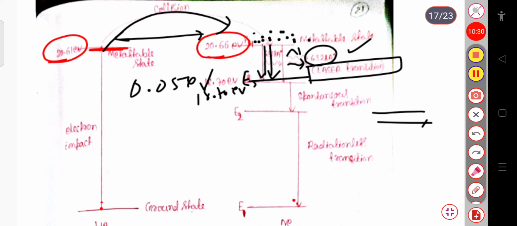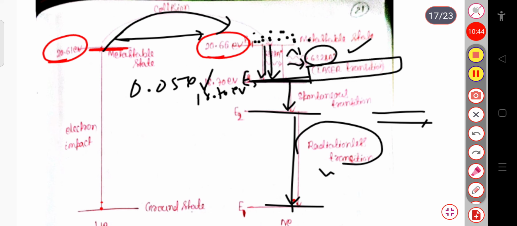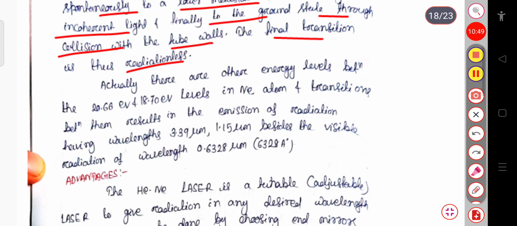And also from this E3 state the spontaneous emission will occur, and again from this E2 state to the E1 state the atom will finally jump, and this time it will be a radiationless transition, which is not responsible for the laser action. So actually there are other energy levels between the 20.66 eV and 18.70 eV levels in the neon atom, and transitions between them result in the emission of radiation of other wavelengths besides the visible radiation.